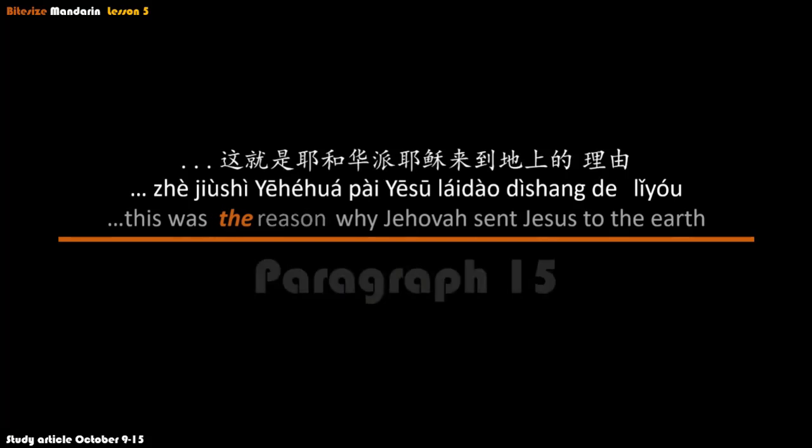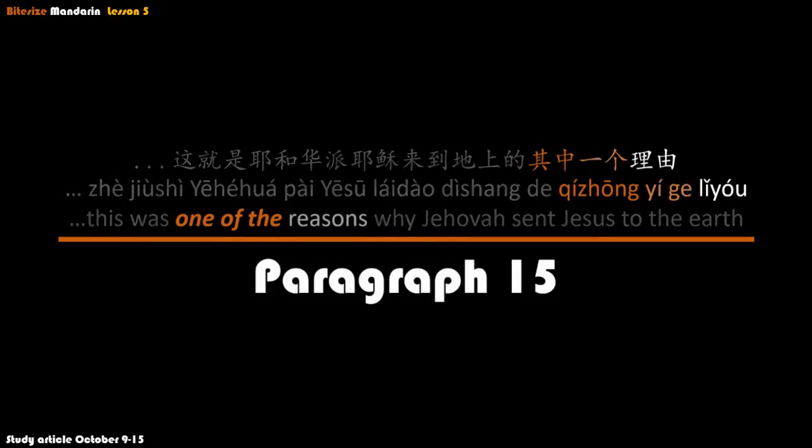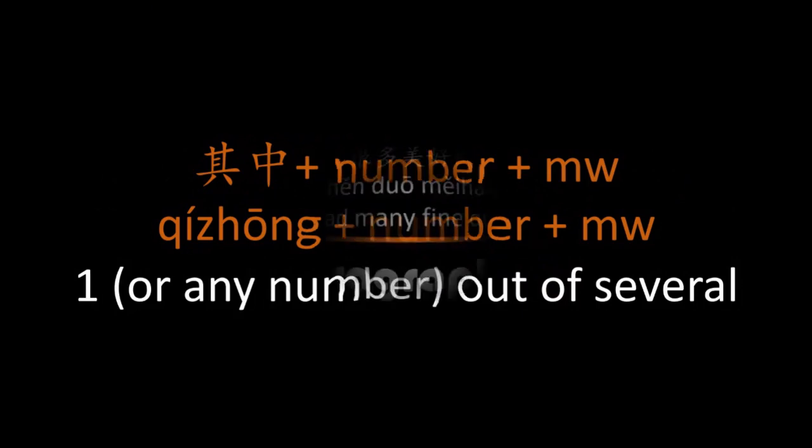Now let's bring 其中 back in. This was one of the reasons why Jehovah sent Jesus to the earth. So the implication is that there are many reasons or more than one reason, and the sentence is highlighting one of them. 其中一个理由. So we use 其中 number measure word when we want to highlight one or any number out of several things. So another example can be found in paragraph 3.